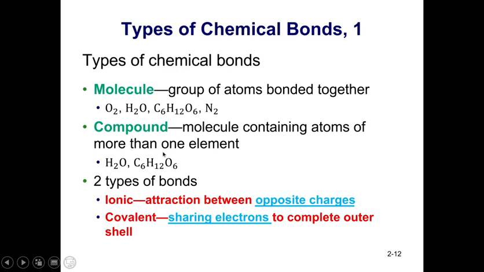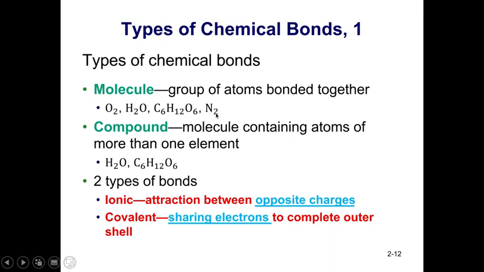When we're talking about compounds, on the other hand, compounds are always going to be atoms of different elements. So here we have hydrogen and oxygen. So that would be a compound. This is going to be carbon, hydrogen, and oxygen. That's another compound.